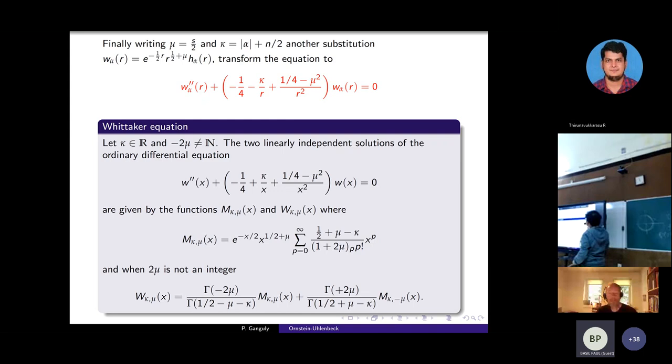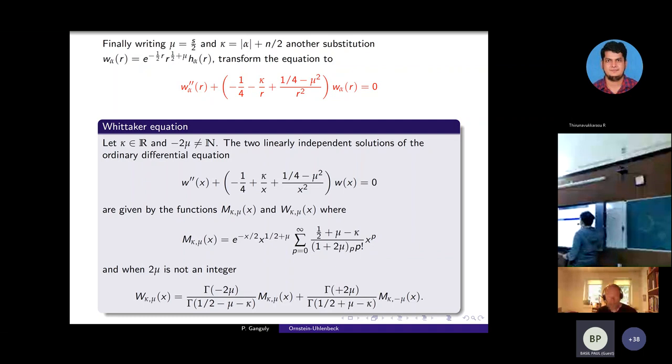And the solution of the Whittaker equation is well known. There are two linearly independent solutions of this Whittaker equation. These are called Whittaker functions, M kappa mu and W kappa mu. They are given by this hypergeometric series, and the asymptotics of these two functions are almost explicitly known. So this will be helpful to get the solution.